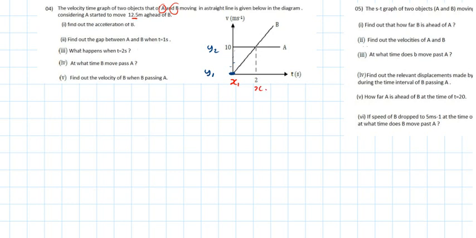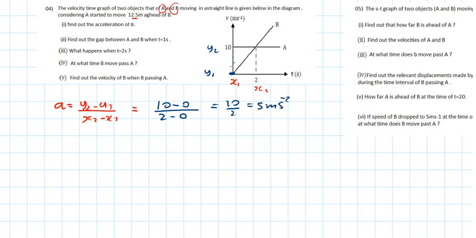Okay. I want to find the acceleration. Acceleration equals y2 minus y1 over x2 minus x1. Let's substitute: 10 minus 0 divided by 2 minus 0, it is 10 over 2, which is 5 m/s² acceleration.